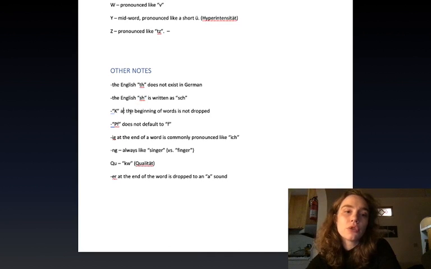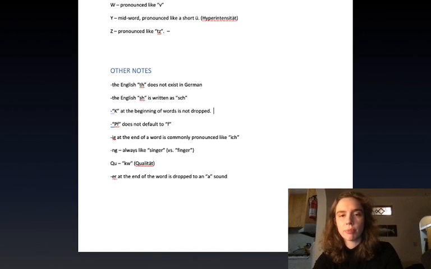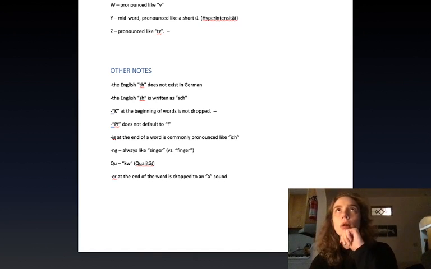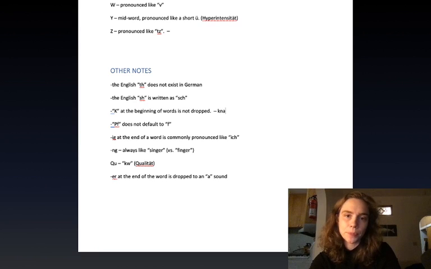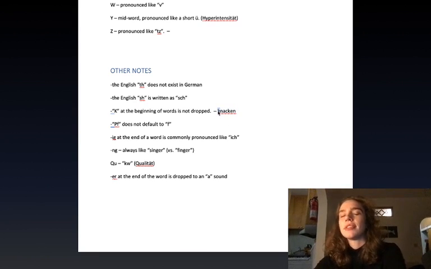People learning German from an English-speaking perspective will often drop a K at the beginning of a word, and in German that's pronounced, so knacken zum Beispiel. Not nacken, sondern knacken. This one's hard for me because the K is less articulated than I think it would be in English if we were fully pronouncing it, but it is there.